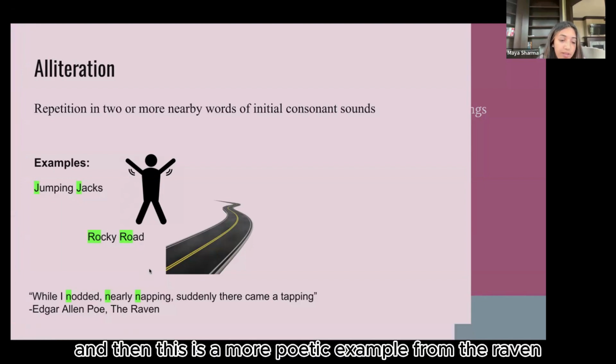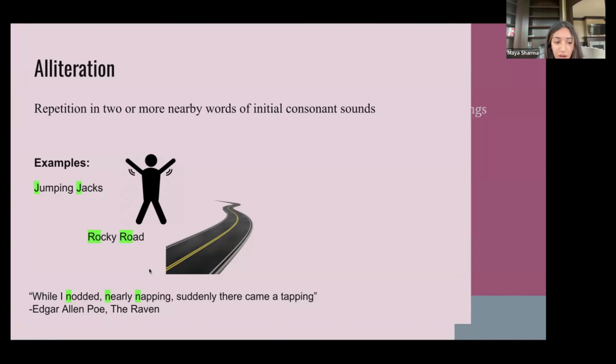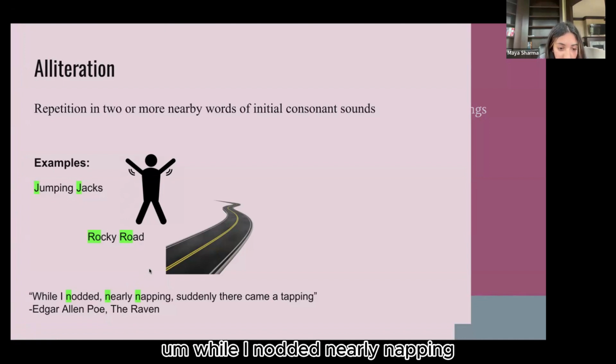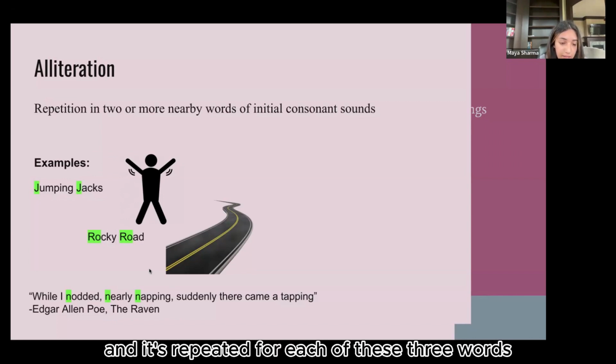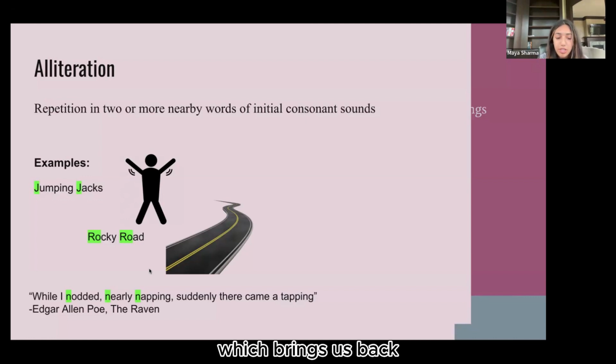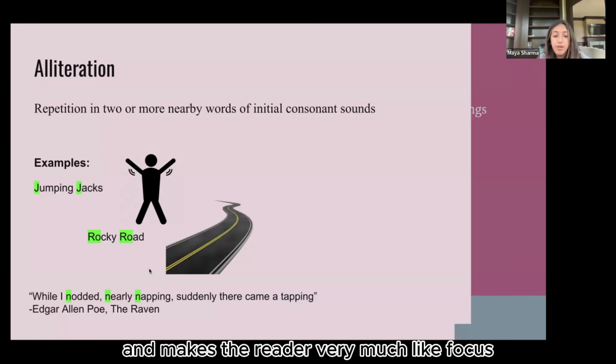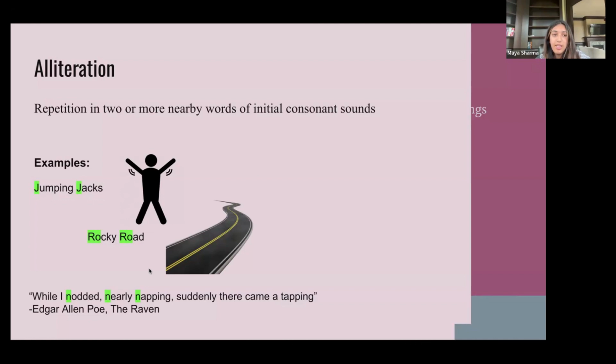And then this is a more poetic example from The Raven. "While I nodded, nearly napping, suddenly there came a tapping." So there is the repetition of the N, and it's repeated for each of these 3 words, which brings us back and makes the reader very much focus and pay attention to it.